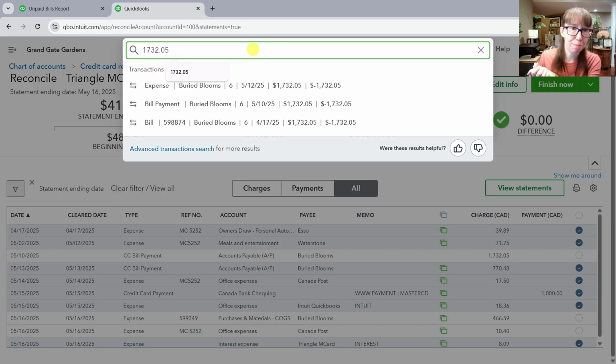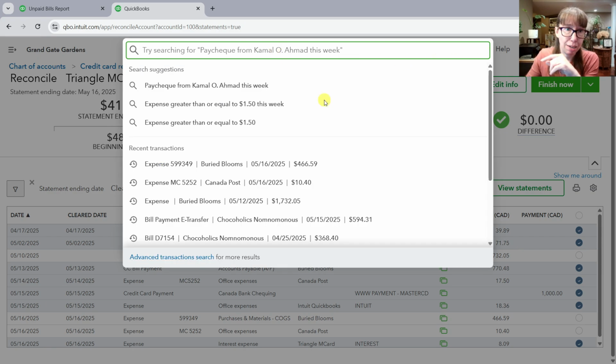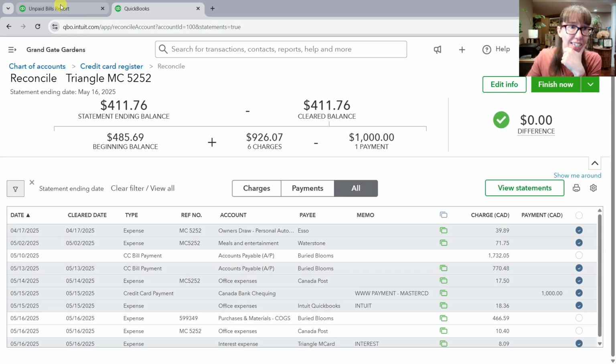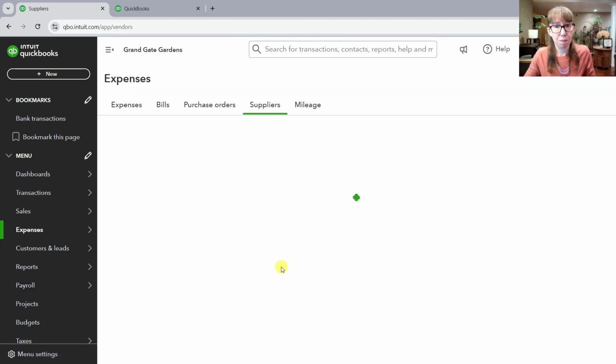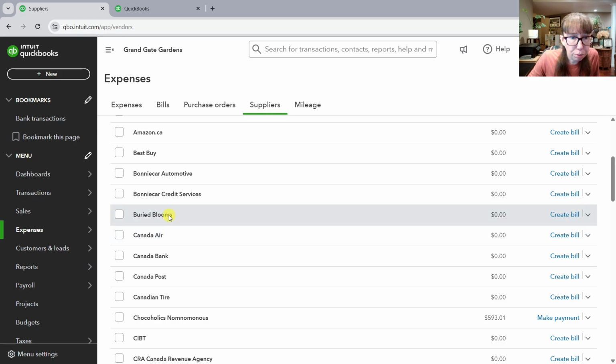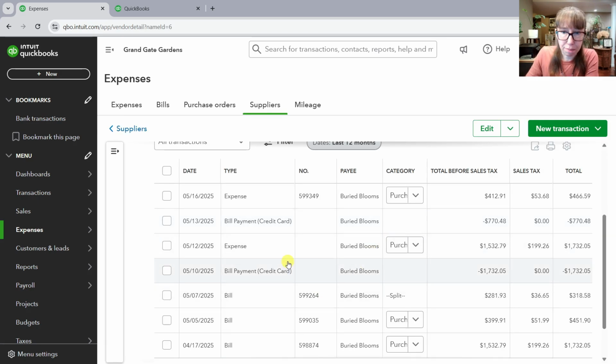1732.05, look up the number. This search box is fabulous, and we can see that we have a bill payment and an expense. So that sort of indicates to us that there might be some double entries going on. Not always, right? Sometimes you order the same thing from your vendor again and again. But let's go over to the suppliers and let's go to Buried Blooms. And it's pretty obvious to me that this expense is a duplicate of this bill payment.